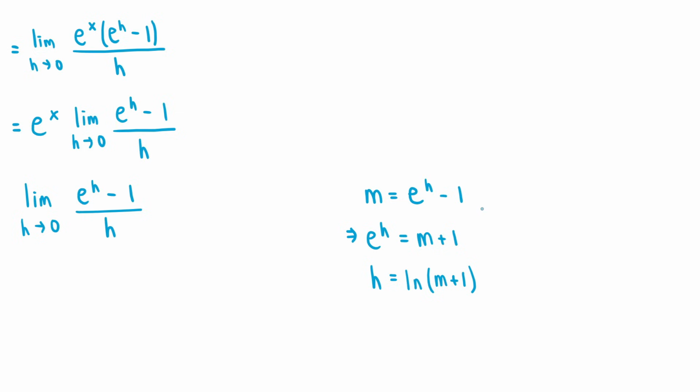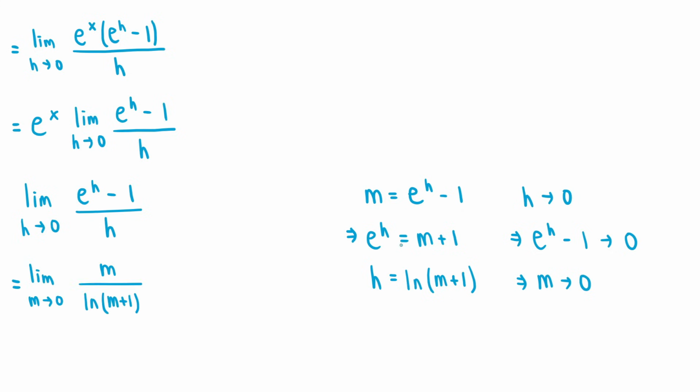If we add 1 to both sides of this relation, we get e to the h equals m plus 1, and if we take the natural logarithm on both sides, we get h equals ln of m plus 1. In the limit, h is approaching 0, and as h approaches 0, e to the h minus 1 just approaches 0. Since if we plug in 0 to e to the h, that's just e to the 0, which equals 1, and 1 minus 1 equals 0. So e to the h minus 1 approaches 0. And since m equals e to the h minus 1, this just means m approaches 0.